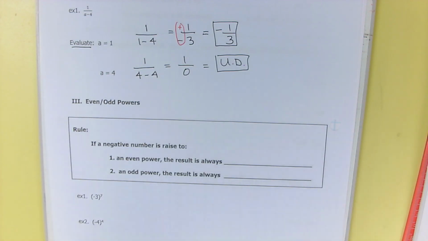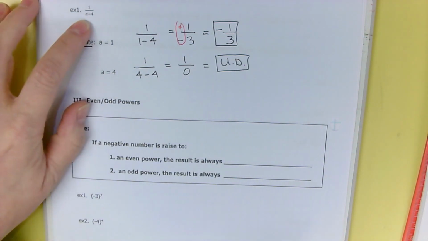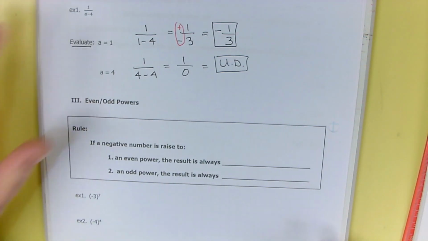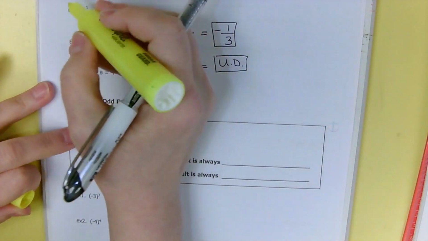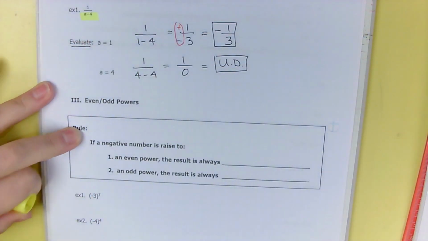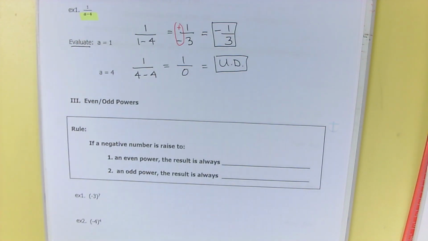And that goes for any kind of fraction that has a variable on the bottom of it. Variable on the top, never going to be undefined. It might be 0, but it's not going to be undefined. It's the variable on the bottom. So when you're looking for undefined values, you're looking here. You're looking at the bottom of it.